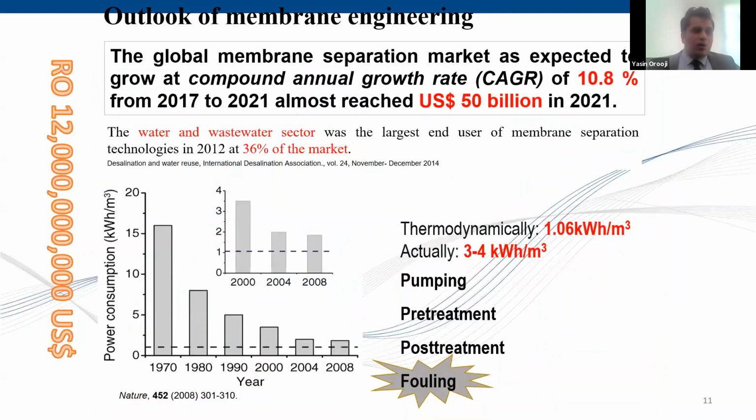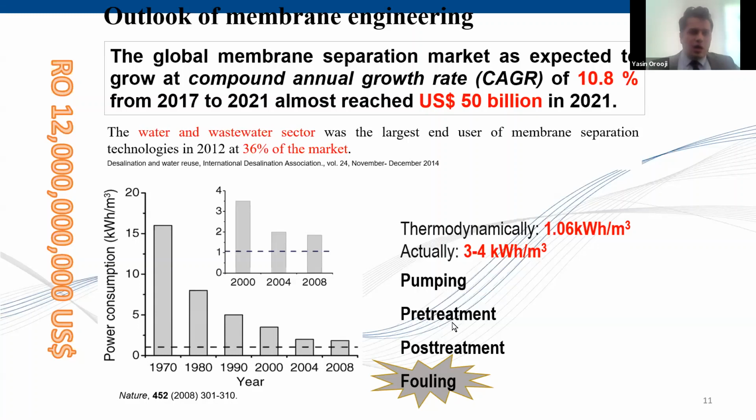By taking a look over 50 years of industrial history of membrane plants, we would see that after 50 years, we met a plateau, and this plateau, as Professor Warren said yesterday, met the thermodynamically calculated plateau. But if we go to a very advanced membrane plant, we would see the actual energy consumption is 3 to 4 kilowatt hours per cubic meter because of pumping, pre-treatment, post-treatment, and fouling.